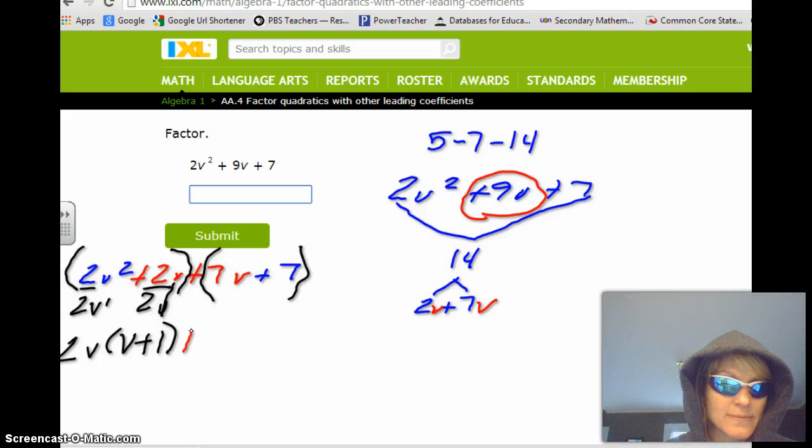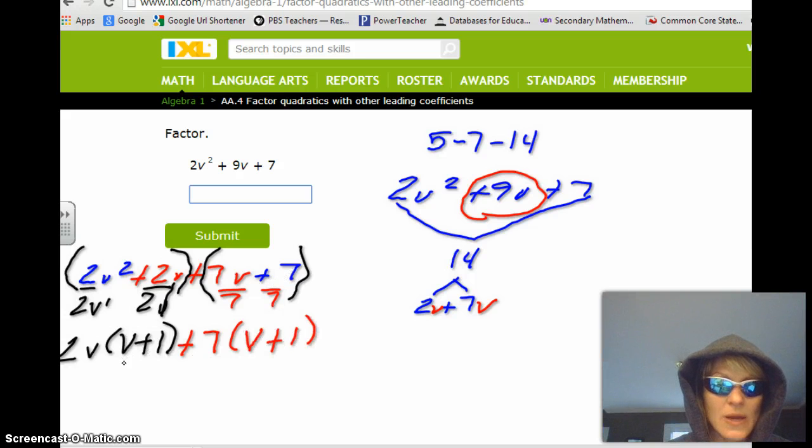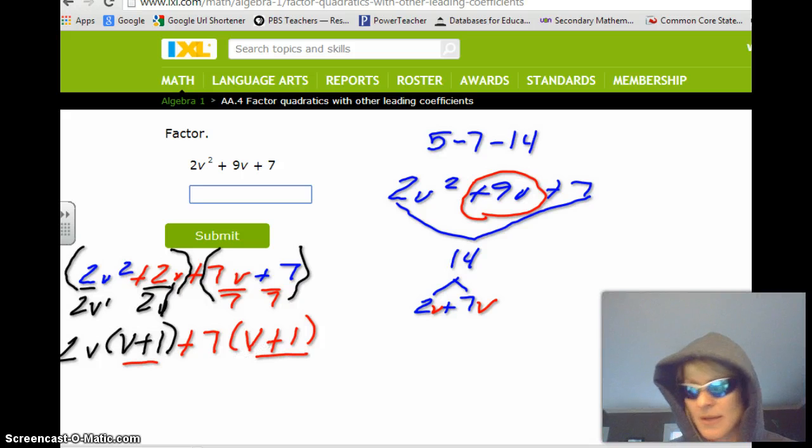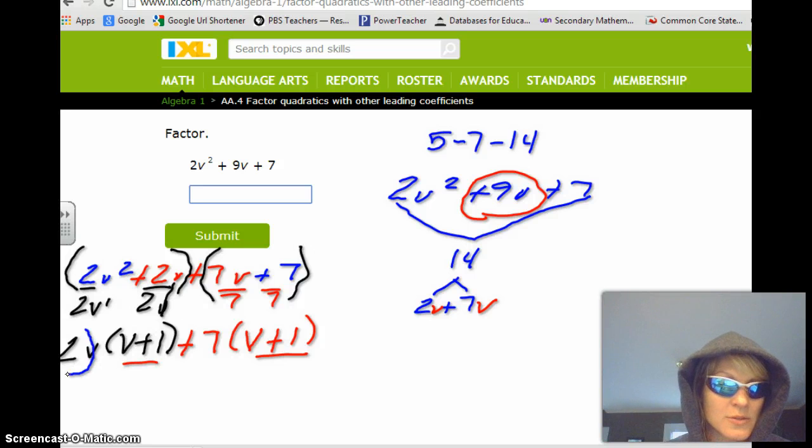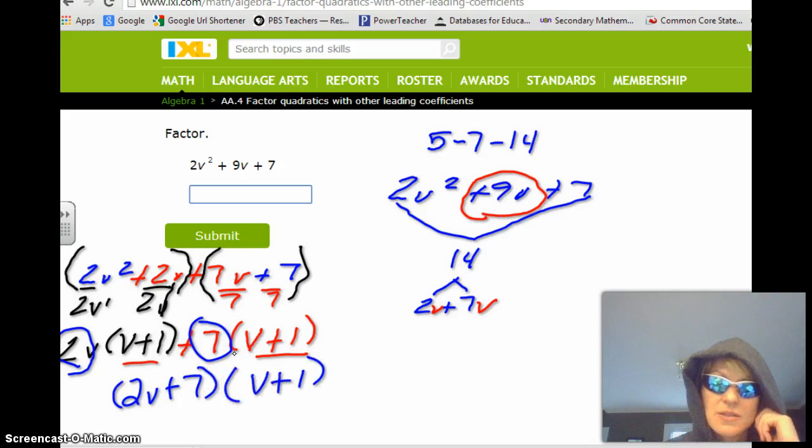Now I bring my plus down. Now I want to find the GCF of 7v and 7, which is obviously just 7. Okay? So I bring my GCF out front. 7 divided by 7 is 1, and v over v is 1. You know you've done this right if your two parentheses match. Okay, so that's an indication you did it the correct way. So then I'm going to take my two GCFs here, 2v and 7, and put those in one parenthesis. And then I'm going to take my match and put them in one parenthesis. And then this will equal this.